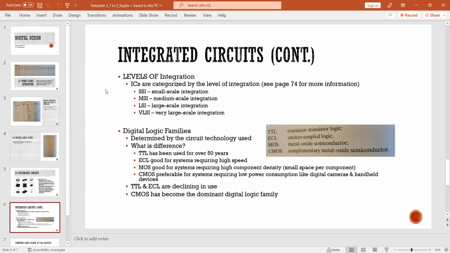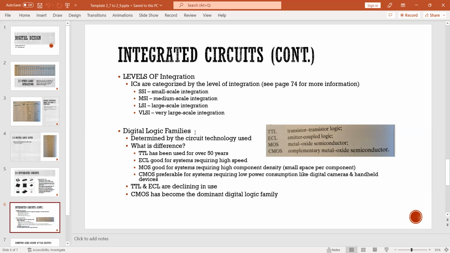They just want you to know that there are different levels of integration and that chips are categorized by the level of integration. SSI is small scale, MSI is medium scale, LSI is large scale, and VLSI is very large scale. In the book, it will tell you what type of circuit might be in these different types if you want to go look that up.